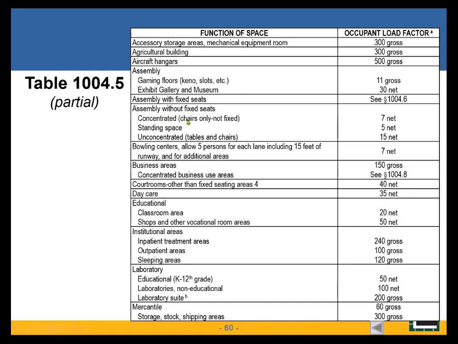And I have three options: concentrated at 7 square feet, standing space at 5 square feet, and unconcentrated, which is tables and chairs, 15 square feet. It says chairs only, not fixed, for concentrated, because if it's fixed seating, I count the seats. So I have 7, 5, and 15.